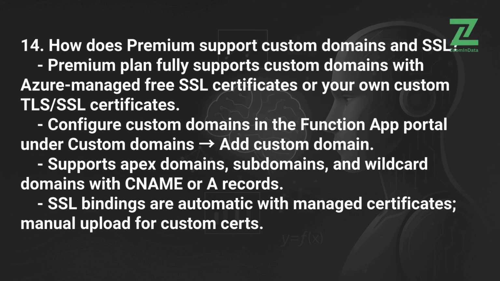14. How does Premium support custom domains and SSL? Premium plan fully supports custom domains with Azure managed free SSL certificates or your own custom TLS/SSL certificates. Configure custom domains in the Function app portal under Custom domains → Add custom domain. Supports apex domains, subdomains, and wildcard domains with CNAME or A records. SSL bindings are automatic with managed certificates. Manual upload for custom certs.